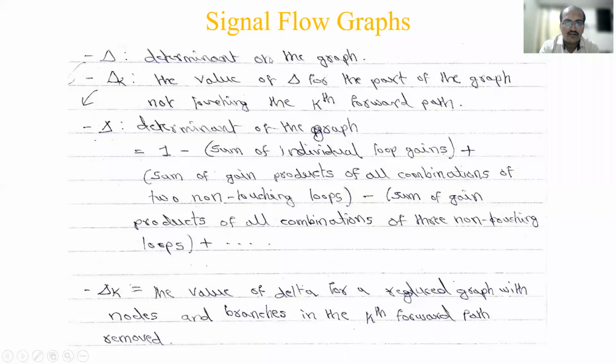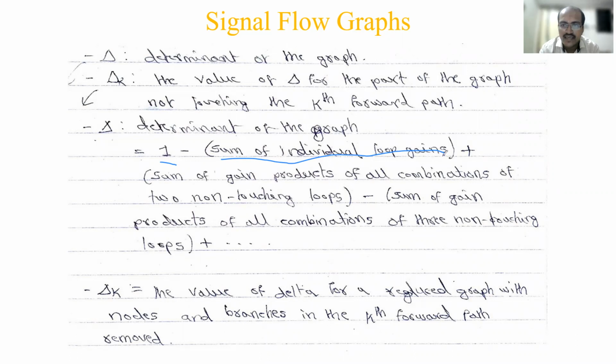So delta is called the determinant of the graph. The determinant of the graph is given by a formula. So what is that formula? 1 minus, and inside that we have to write the sum of all individual loop gains. We have understood this previously in the path and loop discussion, right? So we have to identify the gains of each loop. A loop will have 2 branch gains, right? You multiply those branch gains, and that is called the loop gain, the individual loop gains.